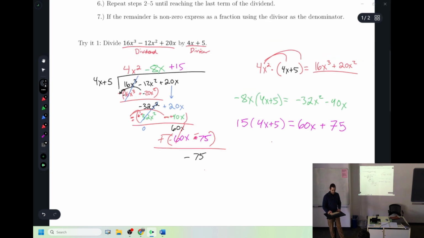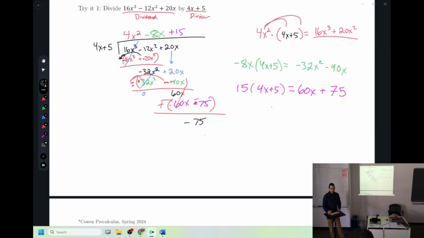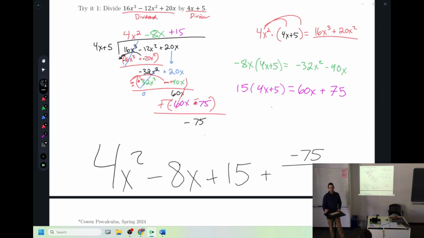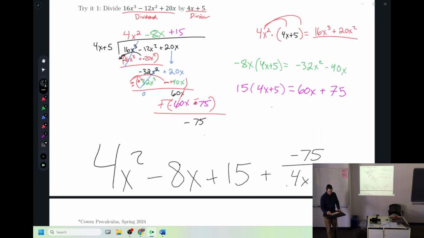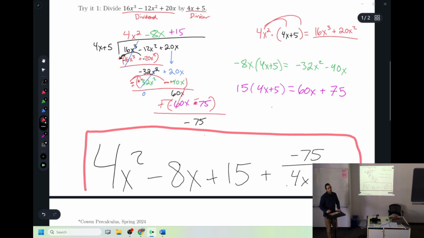Now we've got to write an answer. 4x squared minus 8x plus 15 plus negative 75 divided by, we've got to pick the small one or the big one. The smaller one, the divisor. And we've got ourselves a long division problem. Oh boy.